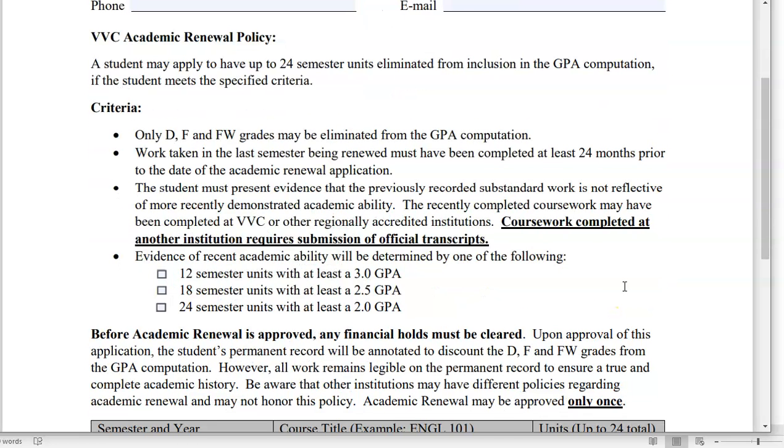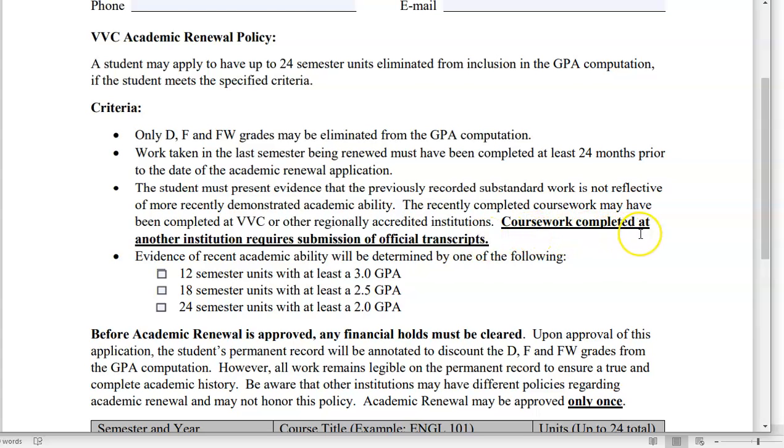And in order to get this approved, you do have to show recent ability, recent better academic ability. So you have to show that within a certain number of units, you have been achieving a higher GPA. This can be on coursework that you recently completed at VVC, or it could be from another regionally accredited school. If you went to another school and got better grades there, we will need a copy of your official transcript in order to approve your renewal.